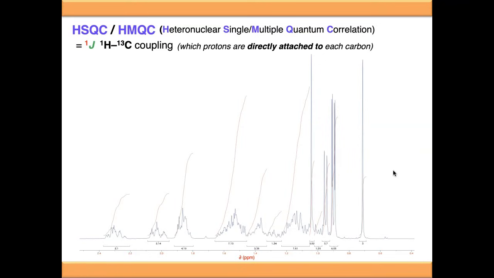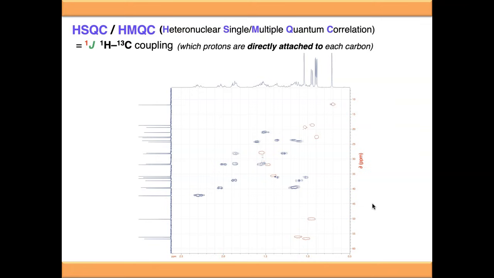And one thing that I find useful is to run an HSQC spectrum of these compounds, because it basically takes your one-dimensional proton NMR spectrum and splits it out into 2 dimensions, and it just makes it a bit easier to interpret. So if we take an HSQC of this compound, it'll look something like this.